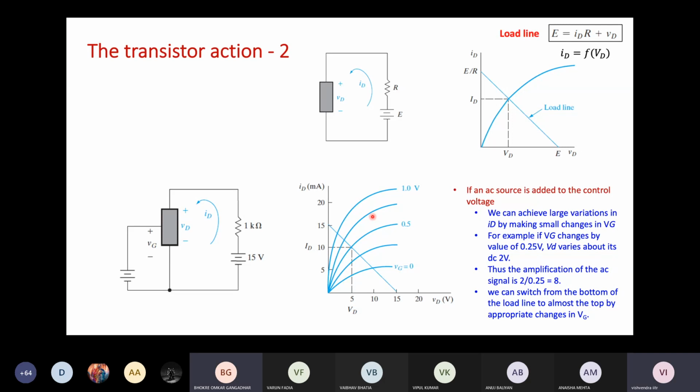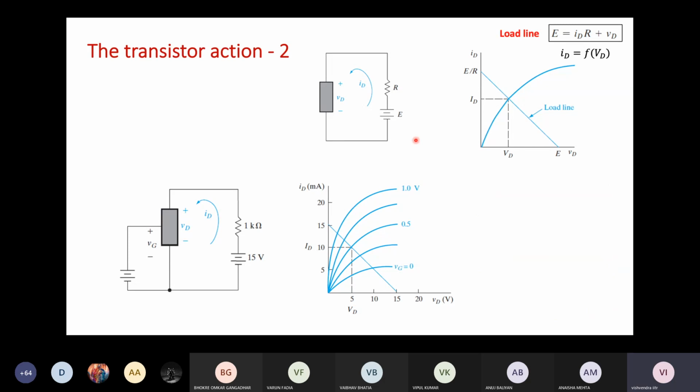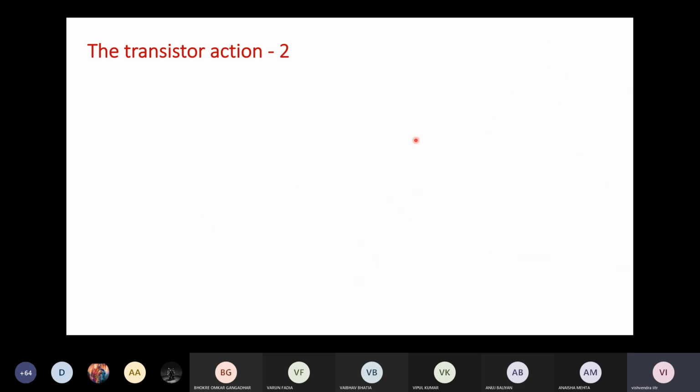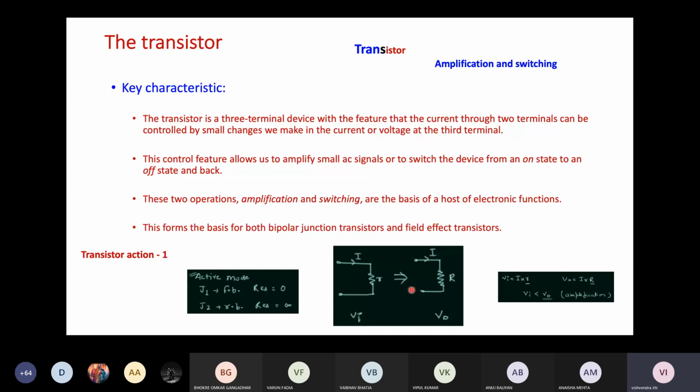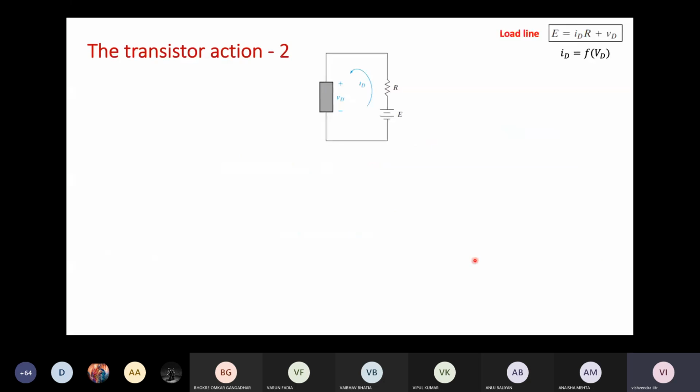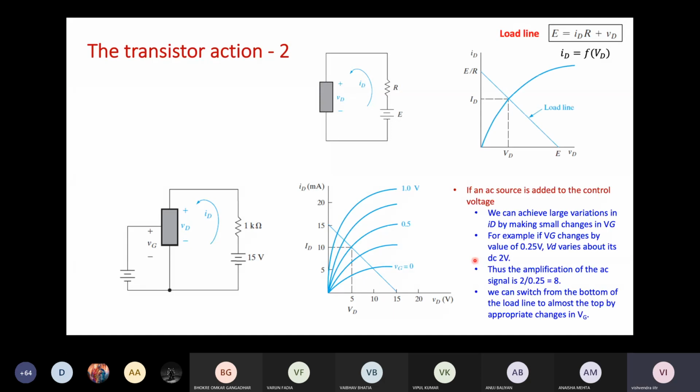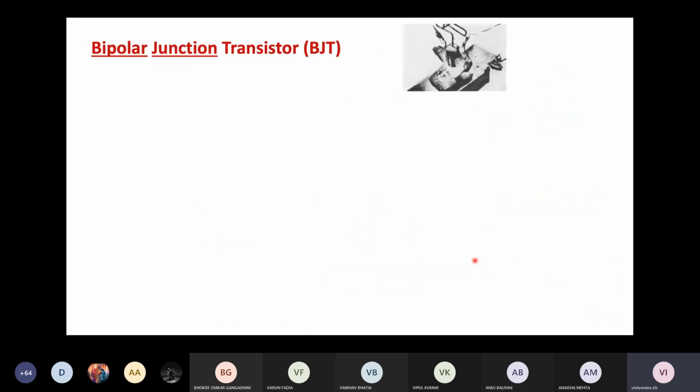So this is the basic mechanism of amplification, especially in the MOSFETs. The mechanism of amplification in BJTs is like this. These are two types of transistor actions, implemented in two different kinds of transistors, one in the BJT and the second in the MOSFET. Now we will have a look at these two kinds of transistors, the BJT and the MOSFET.